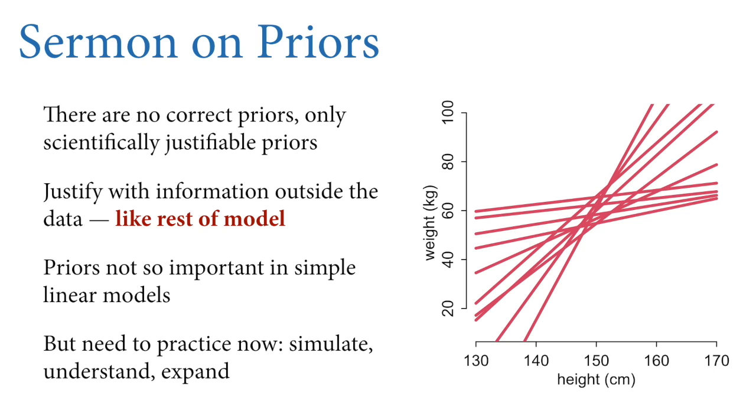Okay. In these models, simple linear regressions, the priors hardly matter at all, to be perfectly honest. They're not so important, and you could use the world's worst priors and get exactly the same posterior distribution with even a modest sample size. You don't need a lot of data even. You need to practice now, because this isn't always true. There are lots of models used routinely in the sciences, like multi-level models or hierarchical models, where the priors do matter more, and you need to have some understanding of them.